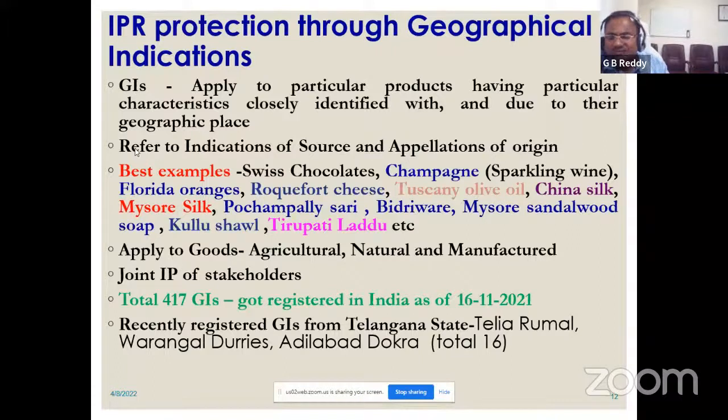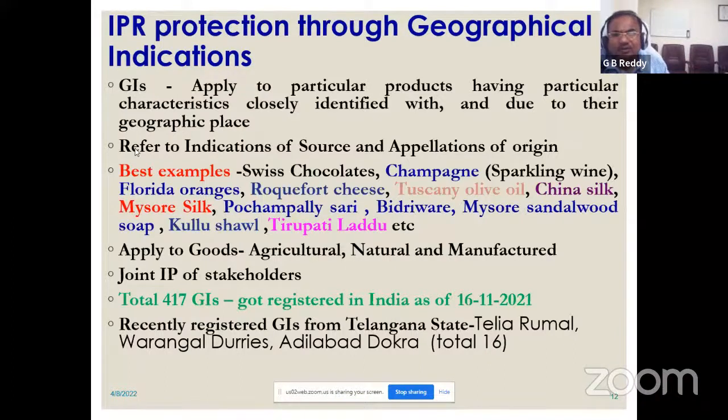Geographical indications of goods are unique because no single individual can claim any kind of right as far as these GIs are concerned. It belongs to the group. I'll give you a small example.